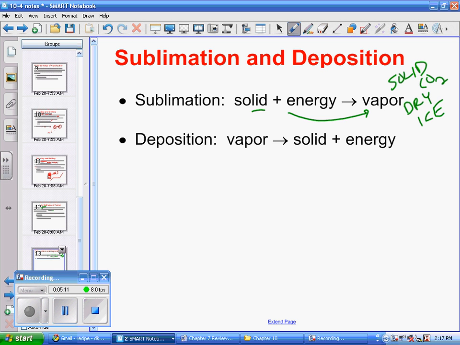Deposition is the opposite, where you take a gas and it goes right to a solid and you skip the liquid phase. The example of this is some of that frost that forms on the surface of your windshield in the morning. That frost was water vapor in the air, and it got cold enough that when it hit your windshield, it became a solid immediately, so it skips the liquid phase.